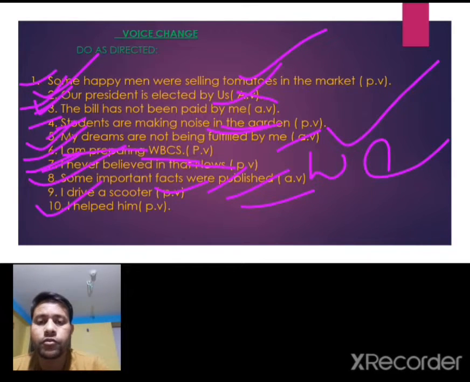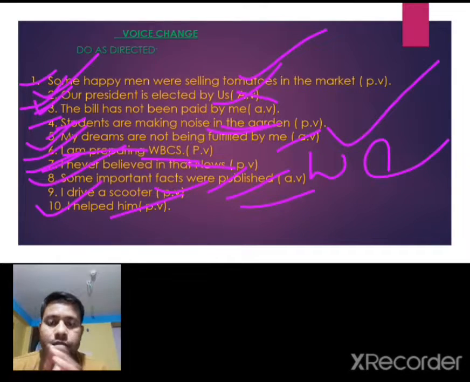Now move on to the next one. Number 10. I helped him. This is again in past indefinite tense. We have to make it: he helped me. Him would be changed to he, and I would be changed to me.